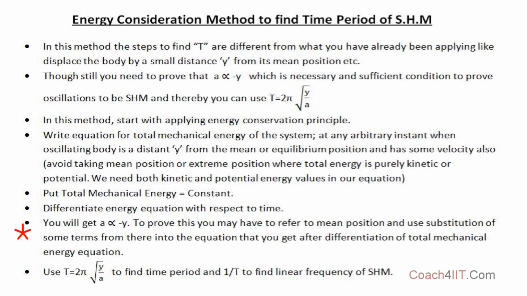While proving that acceleration is proportional to minus the displacement in the case of linear SHM, we may have to refer to the equilibrium position or mean position, and see what forces are balancing each other. From there we may get some substitution which can be used in this equation, the energy equation which has now been differentiated with respect to time. After that we should be able to prove that acceleration is proportional to minus of displacement, and once it is proved, then T is equal to 2 pi under root y by a for the linear SHM. Once this is found, in case linear frequency is asked, we can simply put 1 by T and get the frequency of the linear SHM.